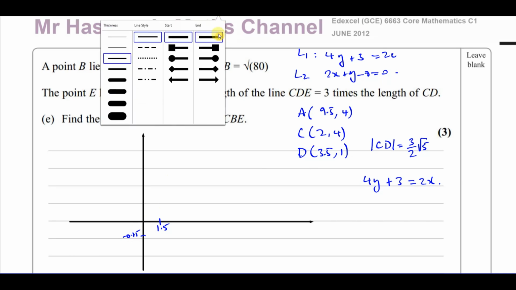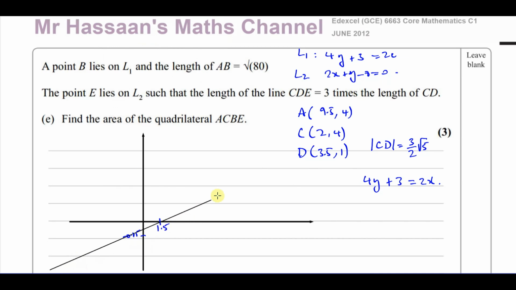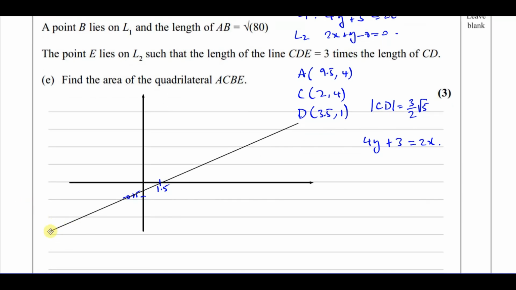As we worked out, this gradient was, I think it was a half. Okay, that looks just about right. A half, that's the gradient of a half, that's correct. This has a positive gradient of a half. Okay, so it goes through those points. So something like that. It's just a sketch, it's not 100% accurate, of course. So that's line 1, which is 4y plus 3 equals 2x.